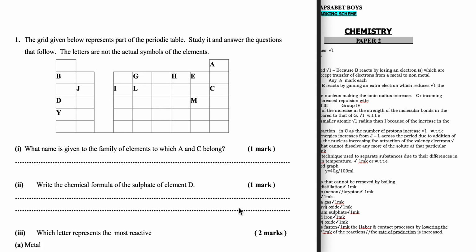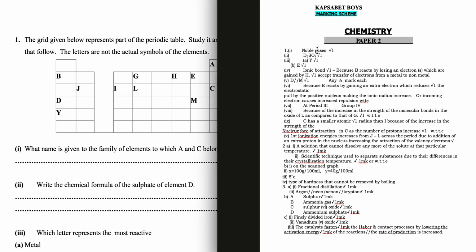The grid given below represents part of the periodic table. Study it and answer the questions that follow. The letters are not the actual symbols of the elements. What name is given to the family of elements to which A and C belong? Noble gases. Write the chemical formula of the sulfate of the element D.